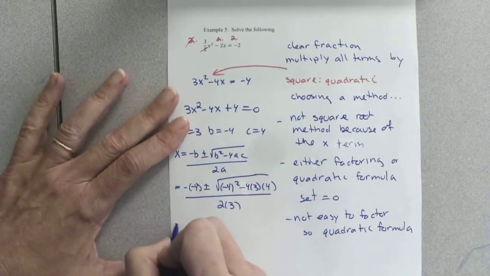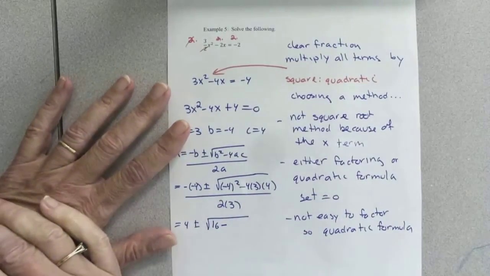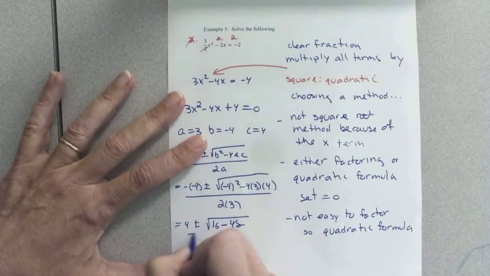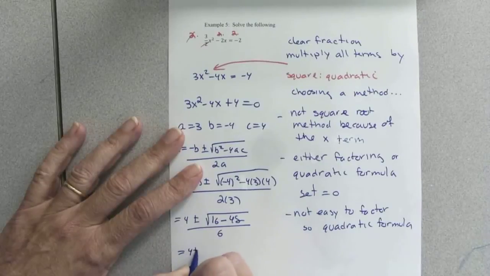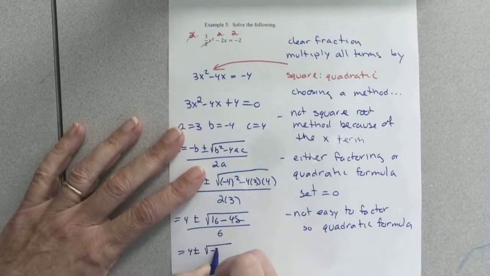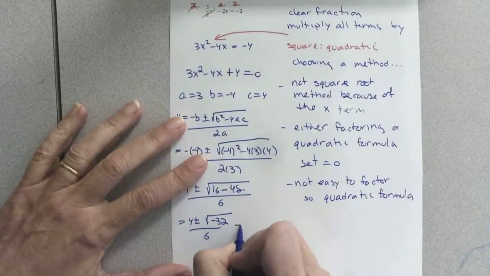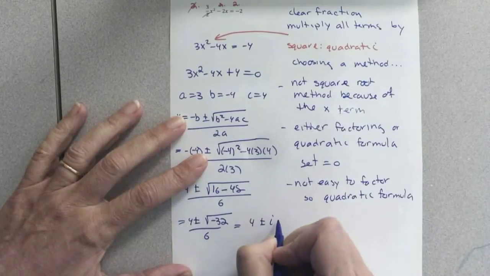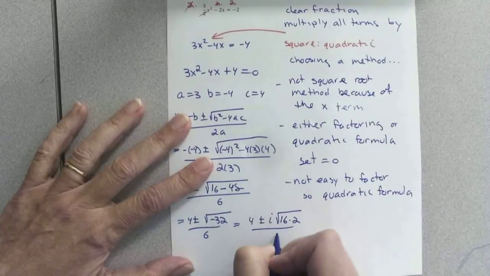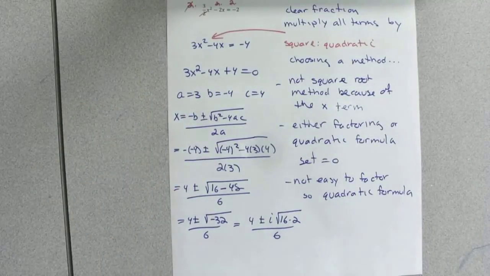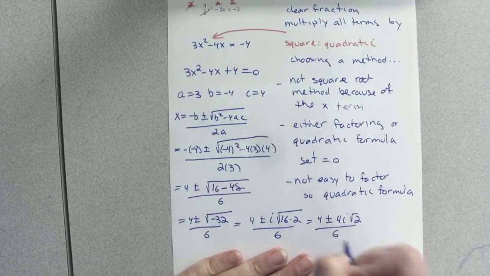And now we just start working it out. Double negative makes that positive. Then that's going to be 16 minus 48, all over 6. And so that's going to be 4 plus or minus the square root of -32, over 6. And notice I have not canceled anything because I can't yet. So that's 4 plus or minus i, the -32 gives me the i. Then 32 is 16 times 2, which gives me 4 plus or minus 4i square root of 2, over 6.